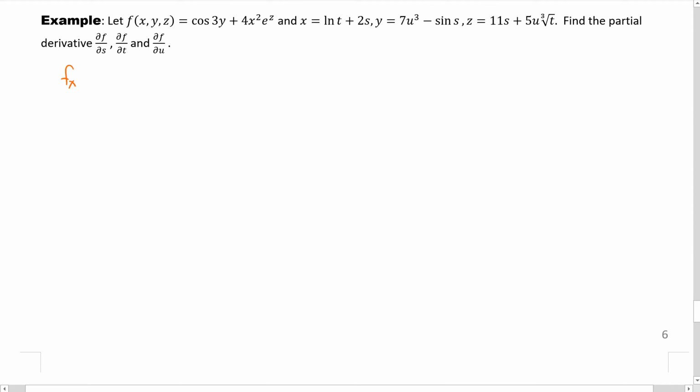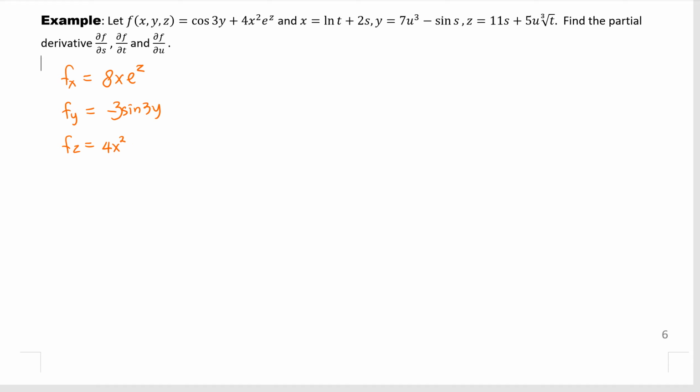So fx is cosine 3y, which is gone. 4x squared, the derivative is 8x. So 8x e to the z. Right? fy, the derivative of cosine is minus sine. Because of the chain rule, we have a copy of 3. 4x squared e to the z has no y in it, so gone. fz: cosine 3y has no z in it, gone. The derivative of e to the z is e to the z, but also the constant multiple stayed there.